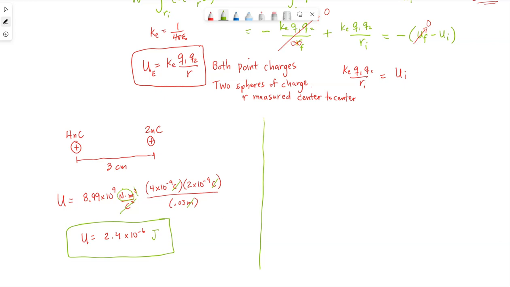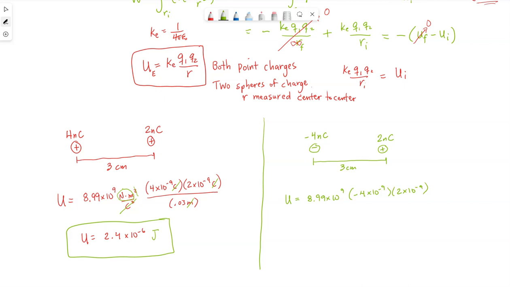Let's suppose we change one of them to be negative 4 nanocoulombs. The other one's still positive. And they're still 3 centimeters apart. When we set up the energy, we have the same constant, but now we have a negative charge, which I am putting in. I'll leave my units off this time.